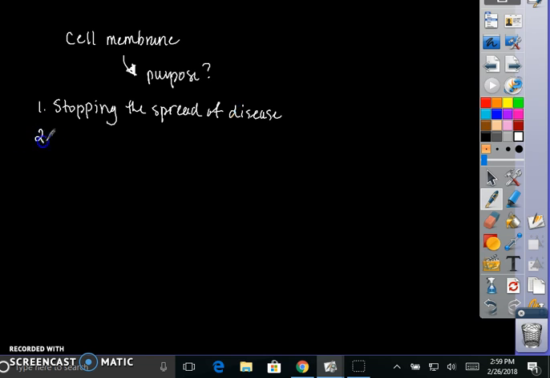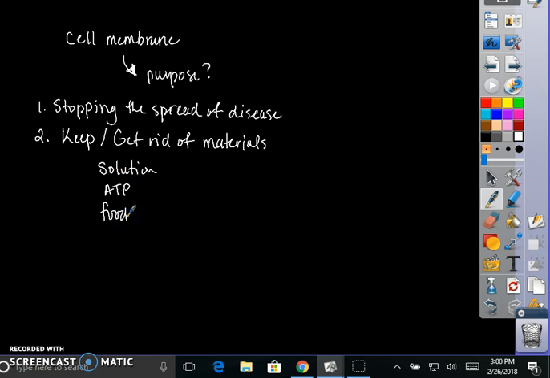But another way for this too is to keep or get rid of materials. Yesterday in our cellular respiration review, one of the questions was, well, what happens with the ATP after it gets manufactured in the mitochondria? And the bottom line, of course, is it's going to get distributed throughout the body, throughout the cells. You've got cells that are going to be diffusing and sending materials and sharing those materials. So keep and get rid of materials, that's going to be stuff in solution. It's going to be ATP. It's going to be food. It's going to be an endless supply of things that the cell needs to get the job done.